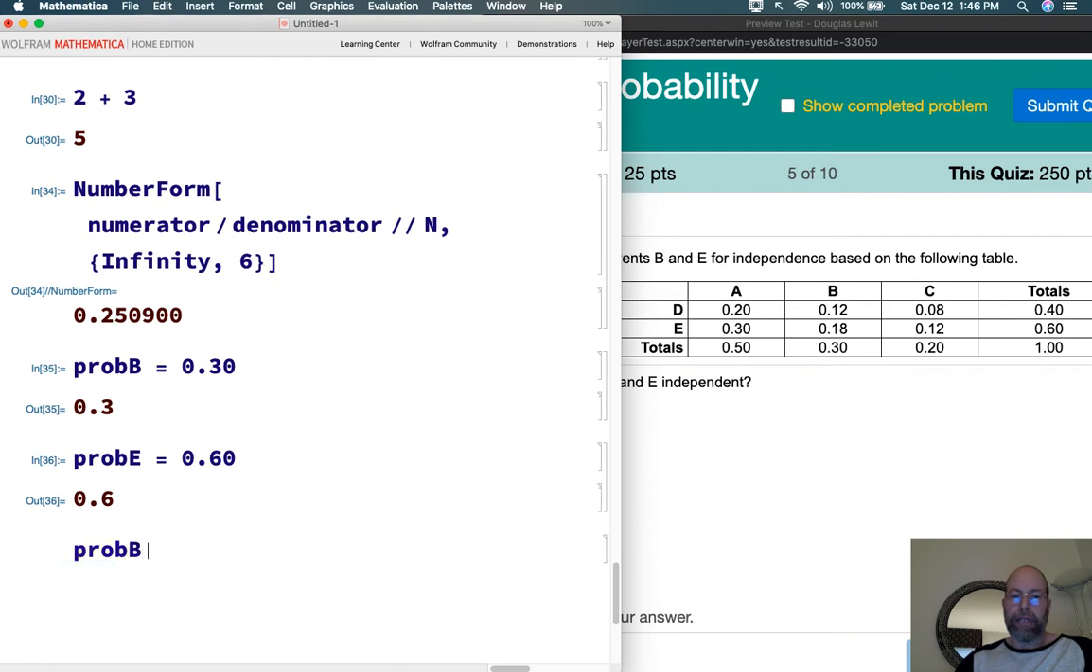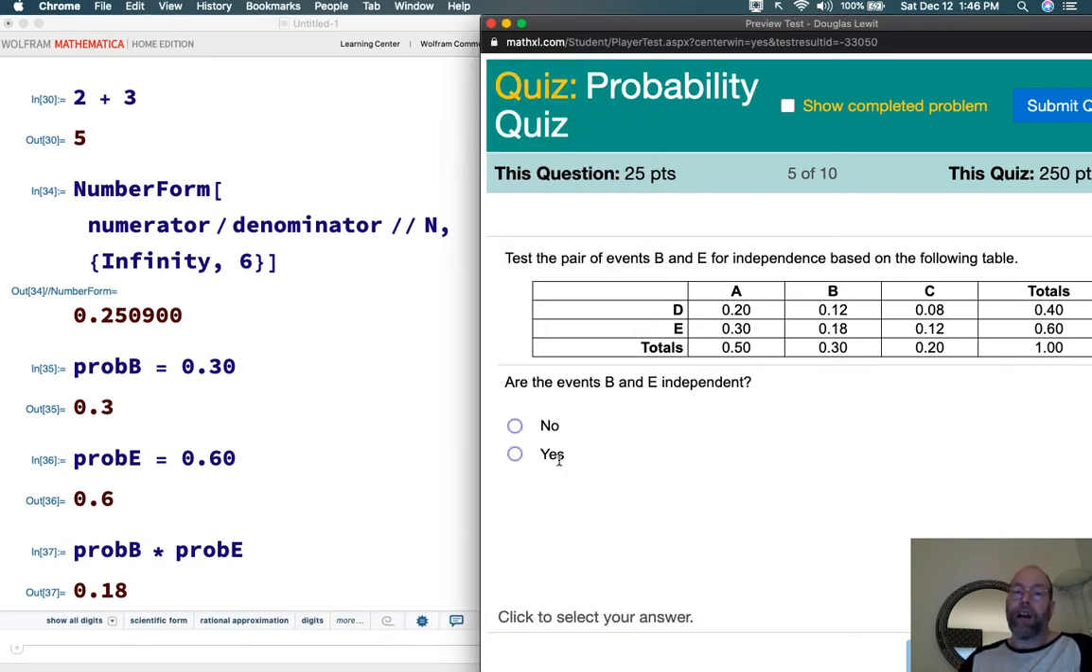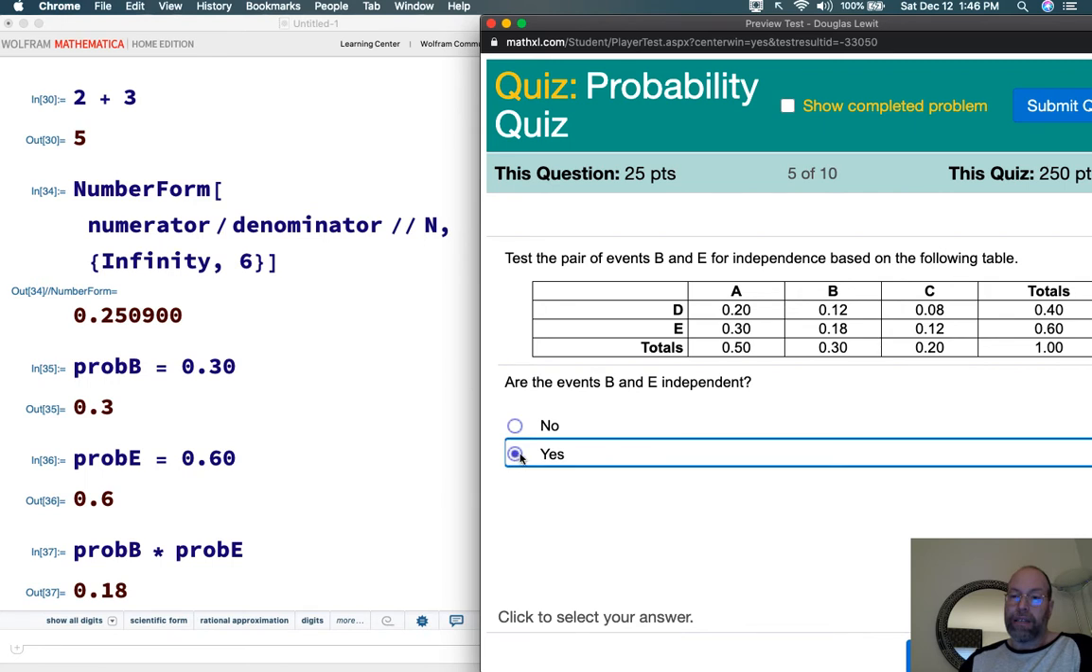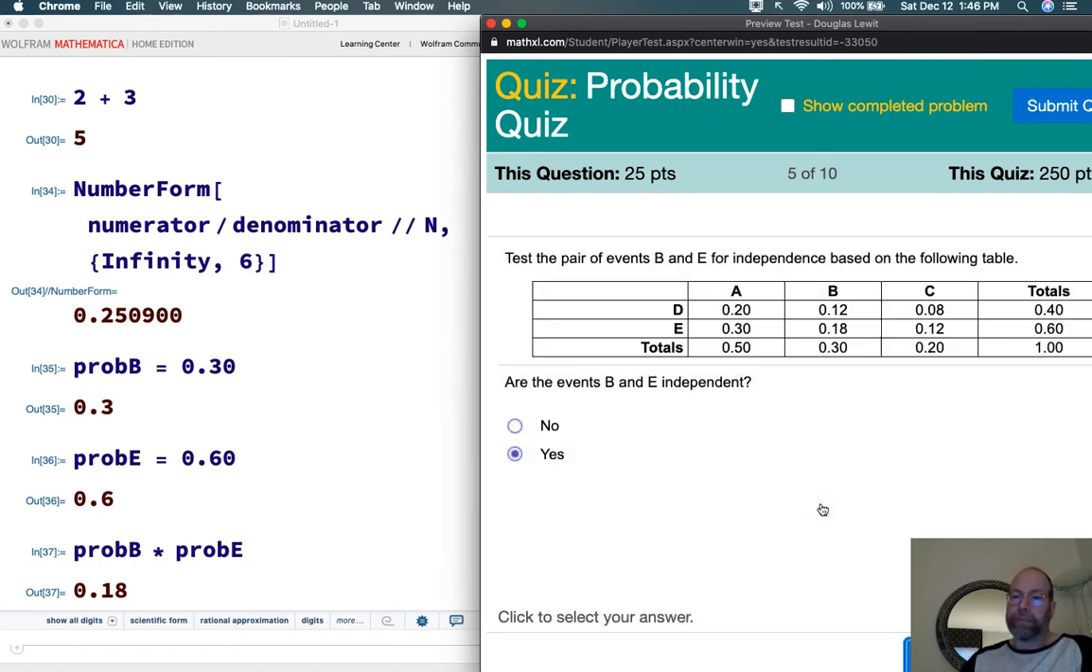Probability of B times the probability of E, is that equal to 0.18? It is, which means that the events are independent. If this was some other value, if it was not equal to 0.18, right, then you would say that B and E are dependent. It should be correct, so the answer is 100%.